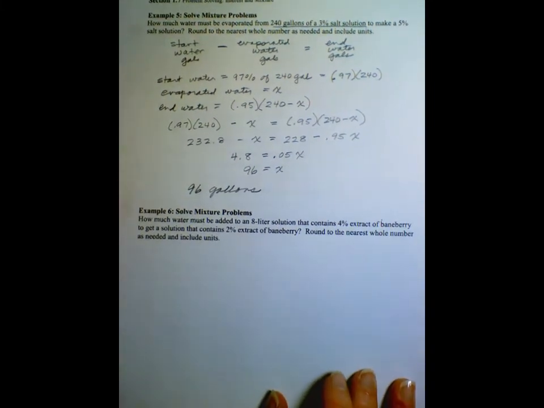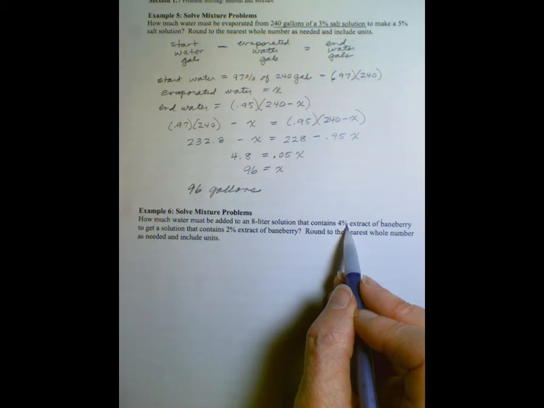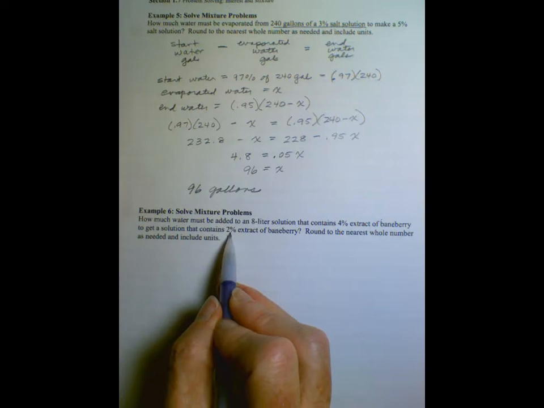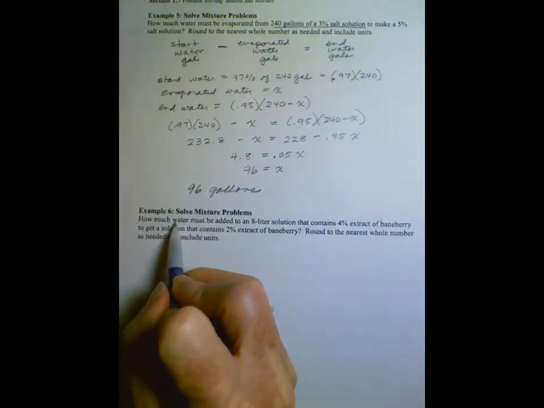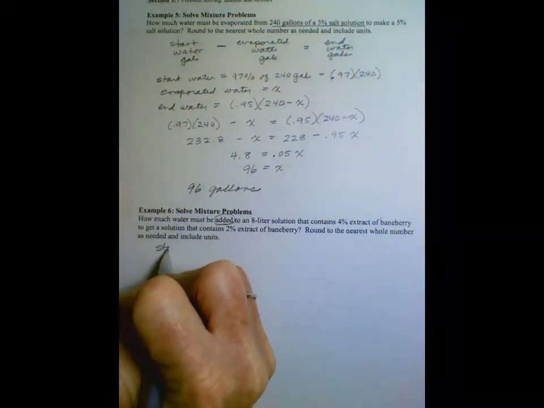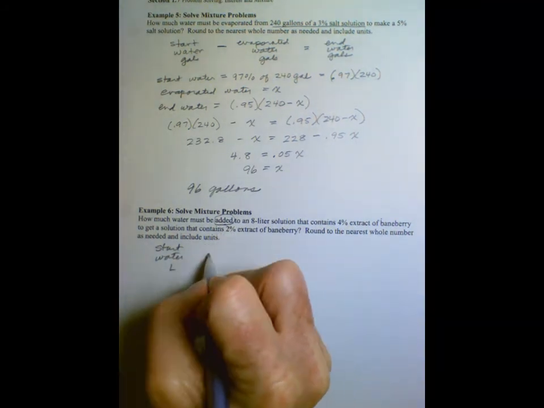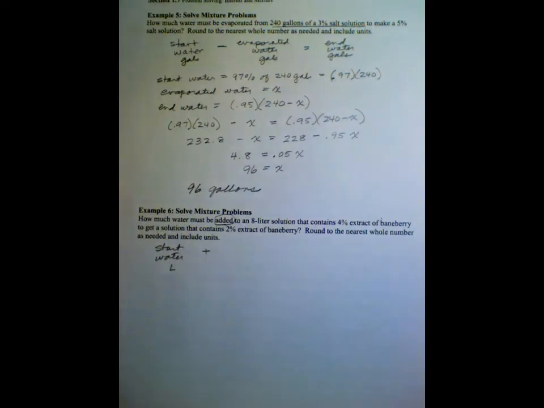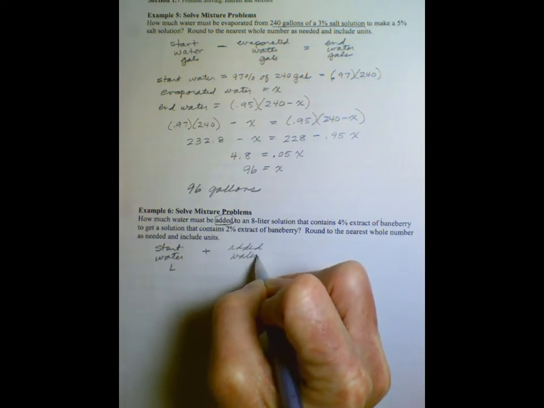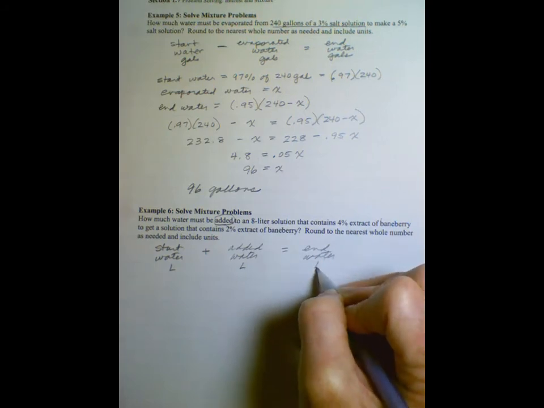Okay, the next problem talks about an 8-liter solution that is 4% extract of baneberry, and the rest of it's water, to get a solution that contains a 2% extract of baneberry. And it says how much water must be added. Okay, so we'll have our start water in liters. Now, they said added, so obviously we know we're going to have added water, in liters, and we'll end up with our end water in liters.